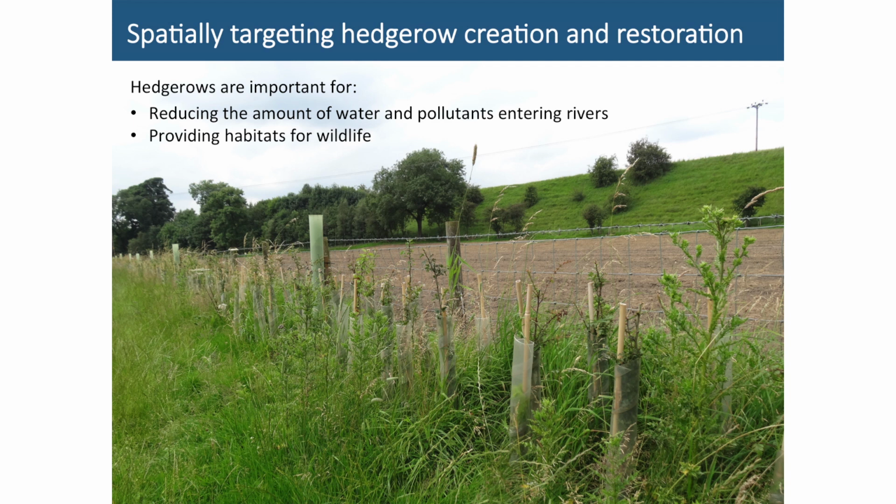I'm just going to finish by very quickly running through another model that we're currently developing to target where to recreate and restore and create hedgerows across, again, the whole of the Ribble catchment. And well, we know that hedgerows are really important for interrupting overland flow paths, reducing the amount of water that enters rivers and the amount of pollutants that get into rivers, and they're also just fantastic habitat for wildlife.